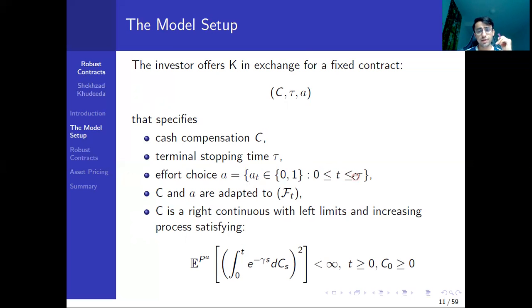This can be defined as follows. C and A are adapted to the filtration, which means that they can access all the historical data from time 0 to time t. And this is a right-continuous with left limits and increasing process that satisfies the square integrability condition. This helps us to use the martingale representation theorem.